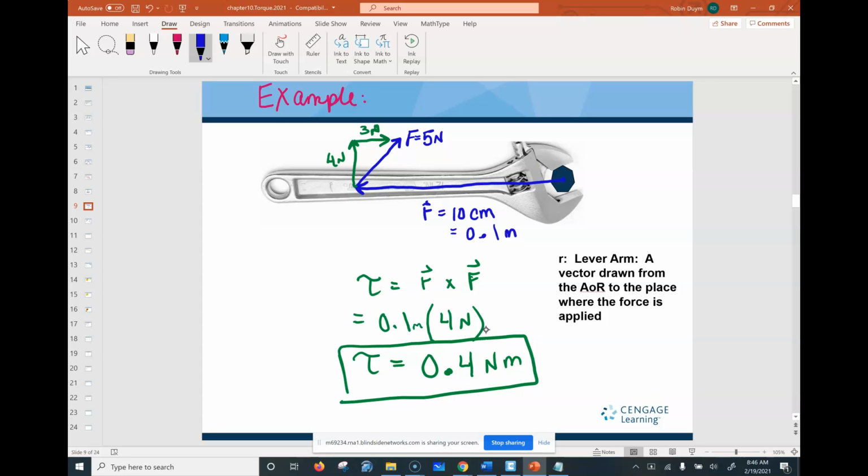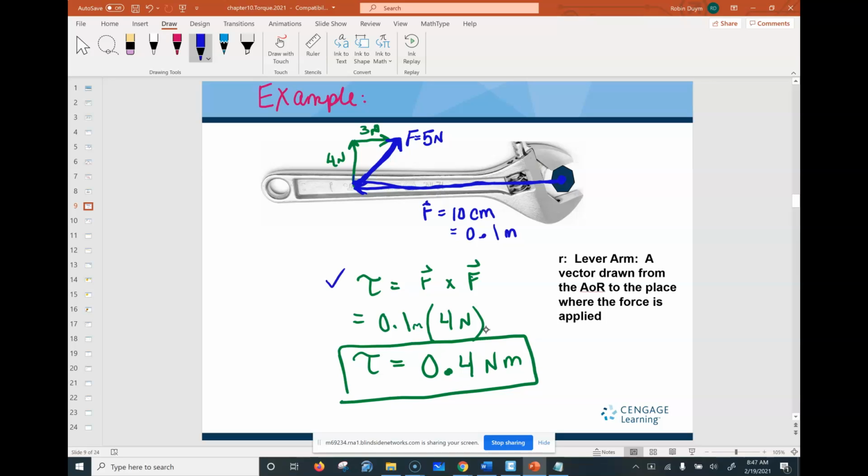Let's do a simple torque problem. Here's our wrench. Here's our bolt. This is our lever arm, because I take this vector and I go from the axis of rotation all the way to where that force is applied. And that's my R. I'm going to tell you that length is 10 centimeters or 0.1 meters. Well, if I apply a force right here of 5 newtons, then I know that my perpendicular is going to be 4, and then my parallel is going to be 3. So a 3, 4, 5 triangle, right?